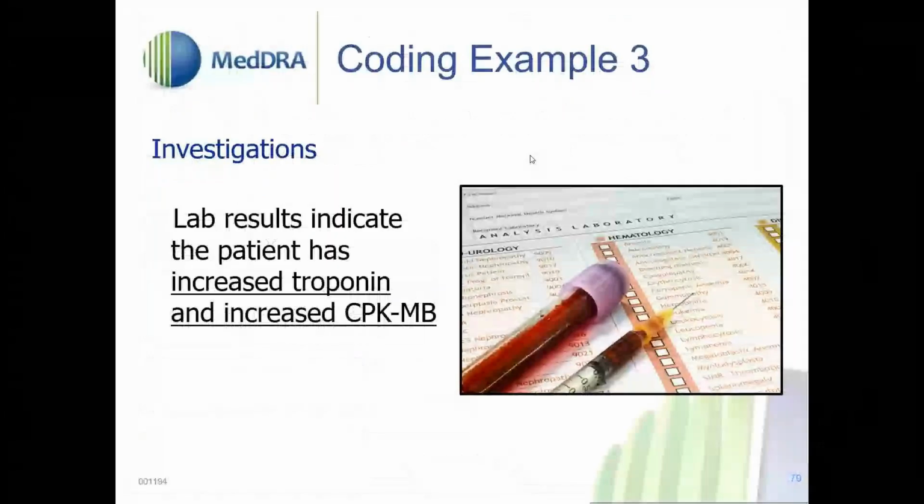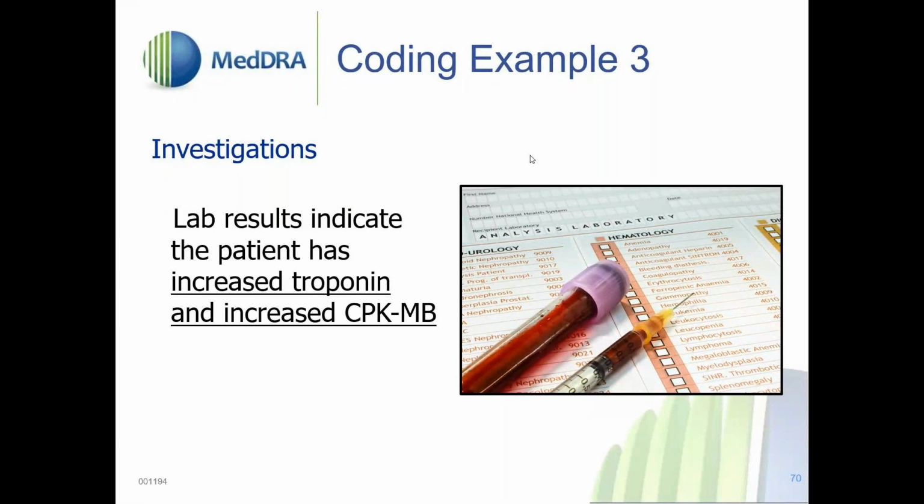Next one. In the next example, two abnormal lab results are reported, an increased troponin and increased CPK-MB. So this information should not be combined by selecting LLT cardiac enzymes increased only. Remember, always code as specifically as possible, so split this verbatim and code each finding individually.